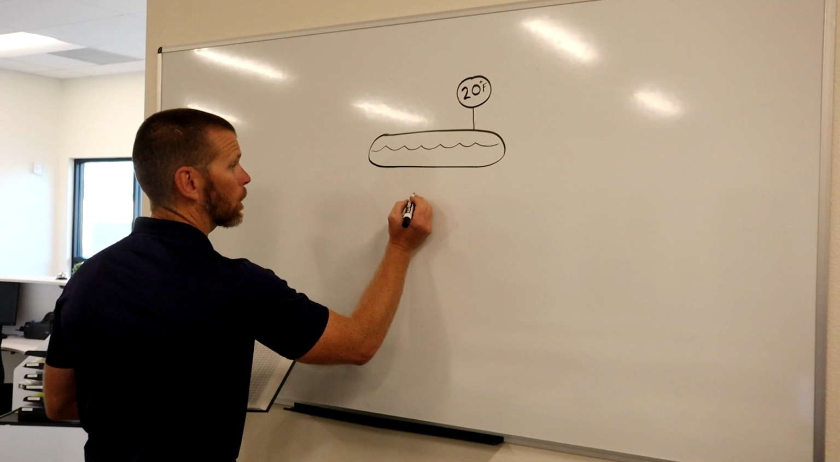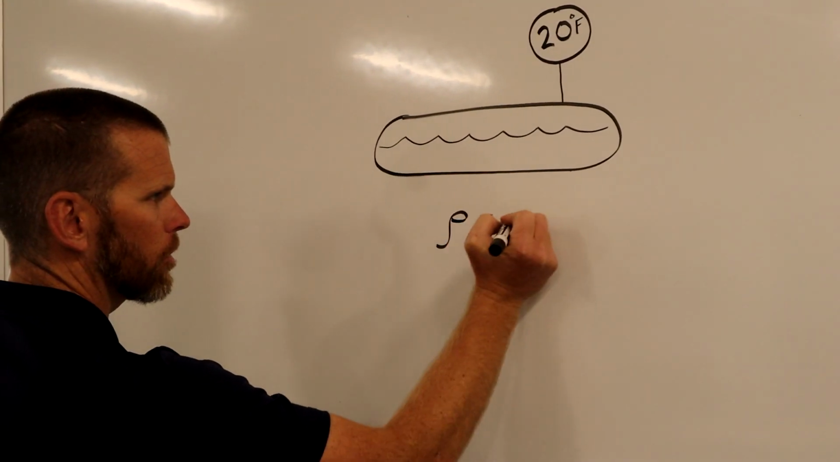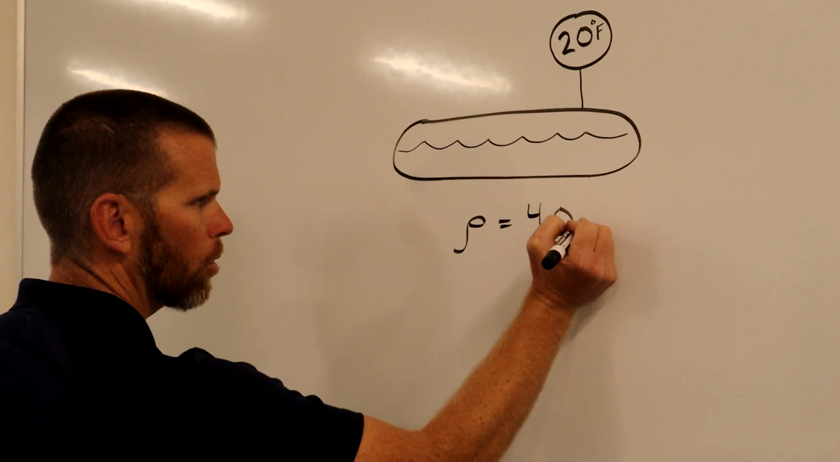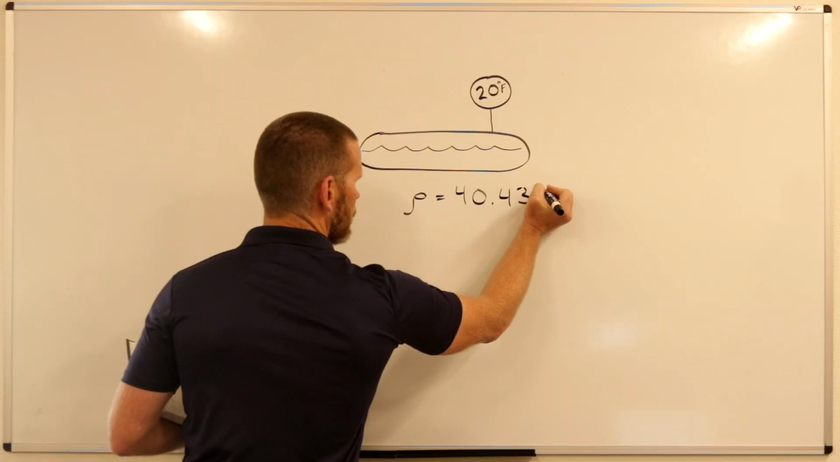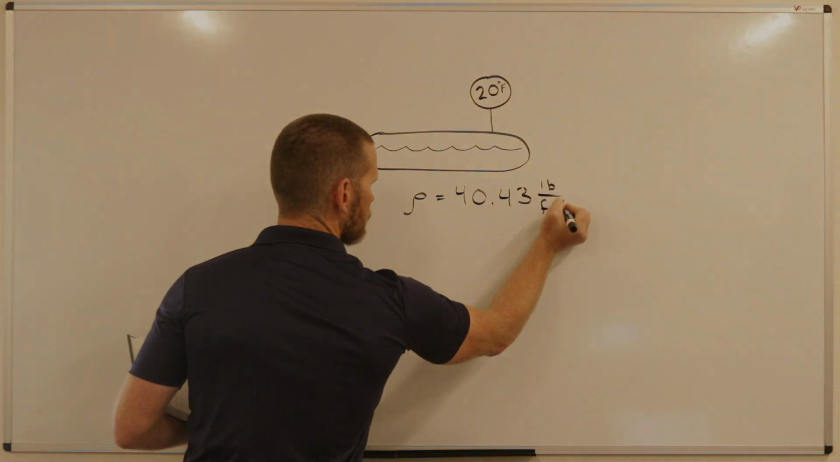So the density of the liquid, which is typically represented by the Greek letter rho, is 40.43, and the units for that are pounds per cubic foot.